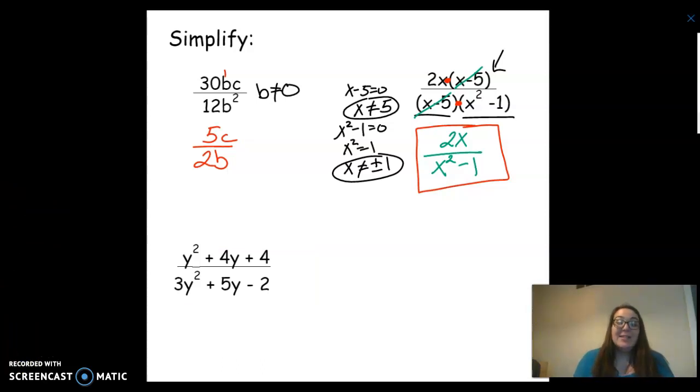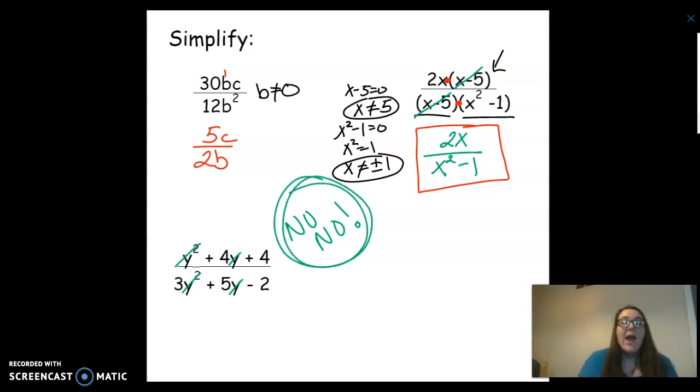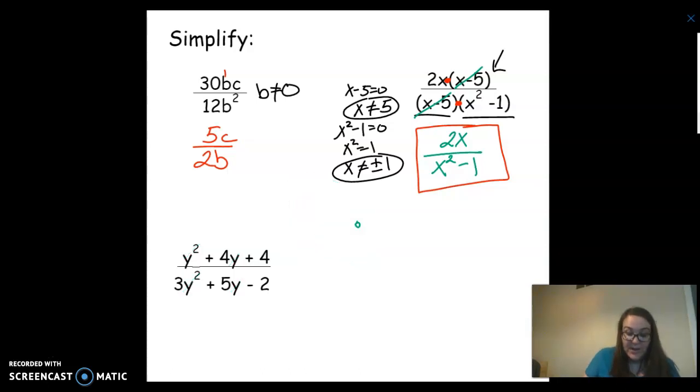Alright, so here is my next example. y squared plus 4y plus 4, divided by 3y squared plus 5y minus 2. Again, it has to be written as multiplication. So a big no-no would be to start going like this. Oh, look at that, I'm done. No, no, no, no, no. They have to be written as multiplication in order for you to simplify, meaning that on both the numerator and the denominator, you are going to have to factor.